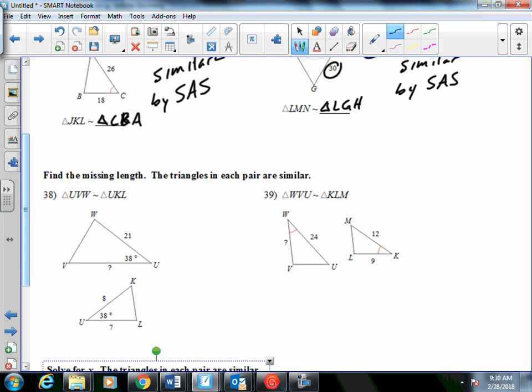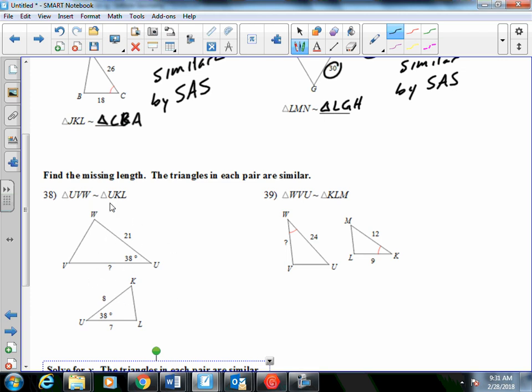All right, and 38 and 39, find the missing length, knowing that the triangles in each pair are similar. So once again, this comes down to proportions, just like with quadrilaterals or any polygons. So for the missing length, compare the corresponding sides. So look at those two triangles. You got to figure out whether 8 matches up with 21 or if 7 matches up with 21.